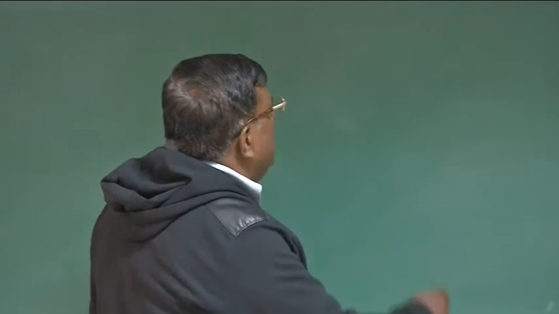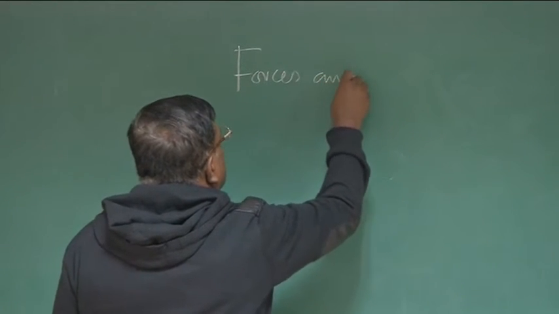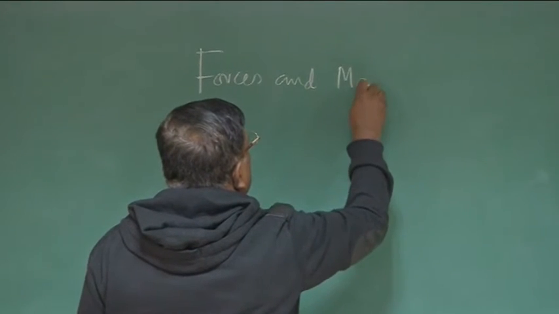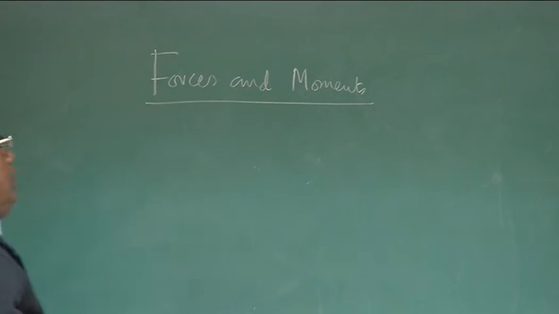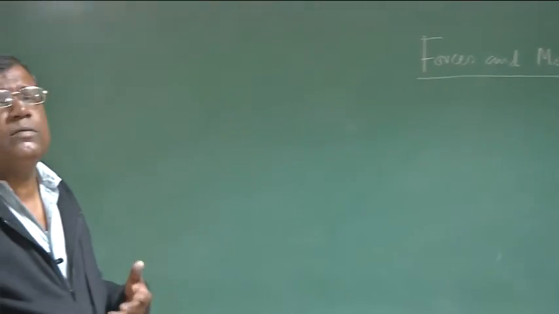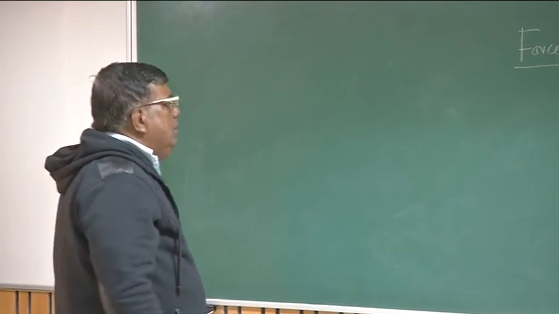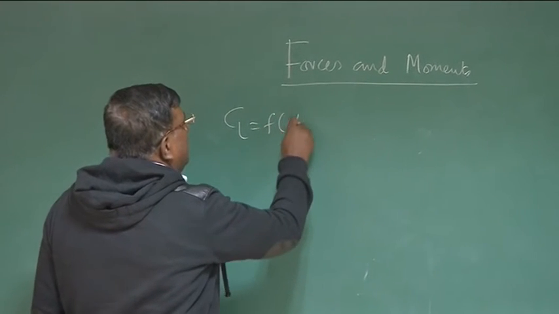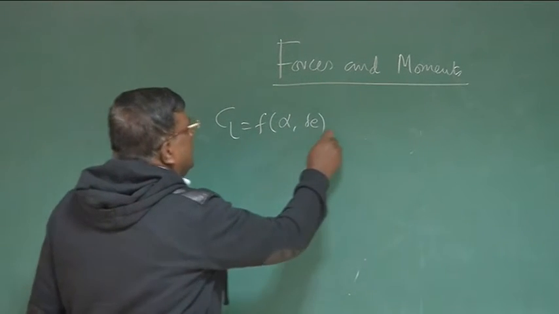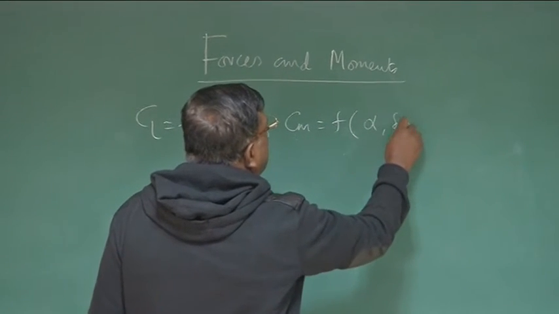Let us also now realize one thing. When we are talking about forces and moments, we are talking about forces and moments along x, y, z direction, moments about x, y, and z direction. Whatever we have learned so far, I know the CL, I have written as a function of alpha and delta E. Then as far as moment is concerned, Cm, I have written again as a function of alpha and delta E.